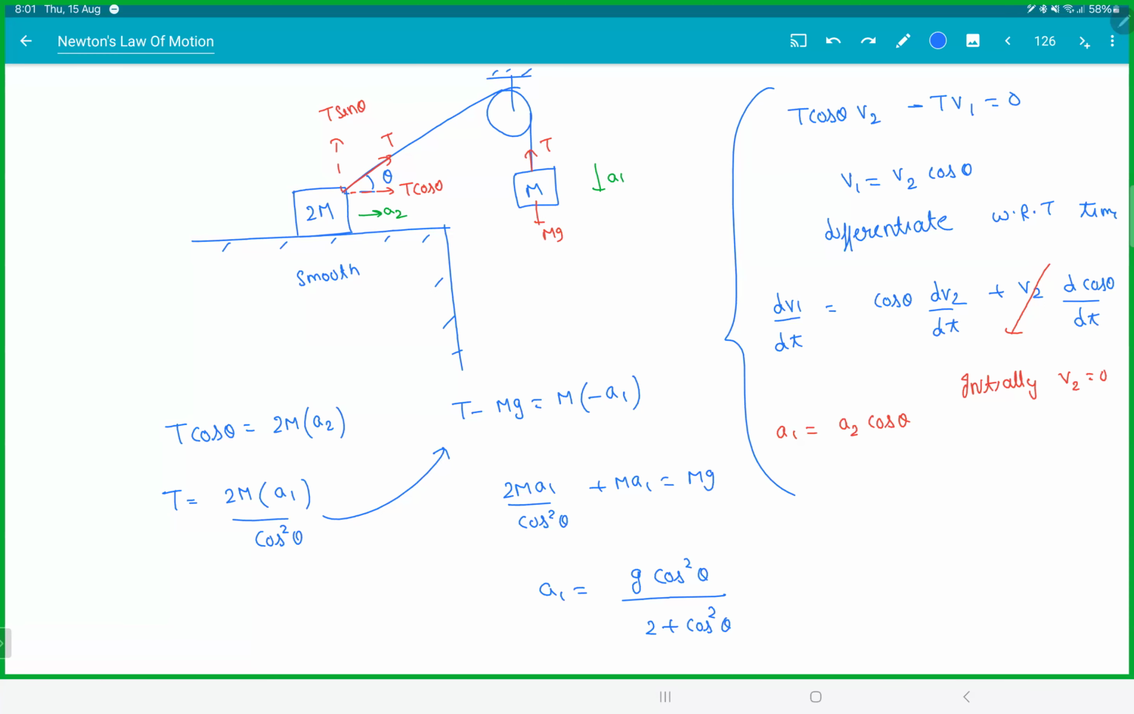Please have a look at this. This problem looks pretty innocent. It's a proper assassin type. Most people make that mistake: T is equal to mg and then finish off. And unfortunately, the answer will be wrong.